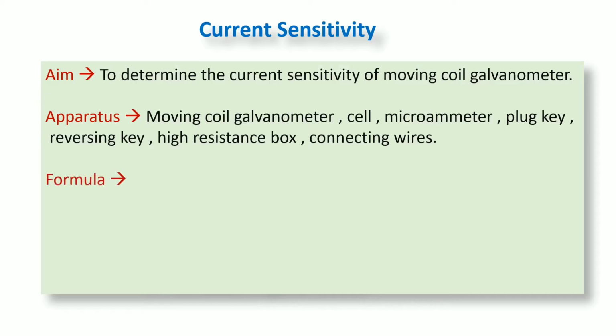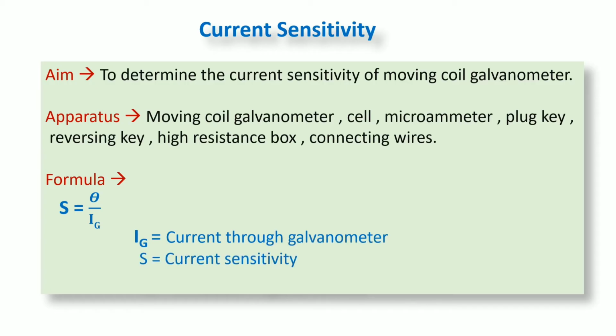Next, what is the formula to calculate the current sensitivity of a table galvanometer? The formula is S is equal to theta upon Ig. In this experiment we are going to measure two parameters: theta, that is the deflection in the galvanometer, and Ig, the current passing through the galvanometer. S is the current sensitivity of the galvanometer.